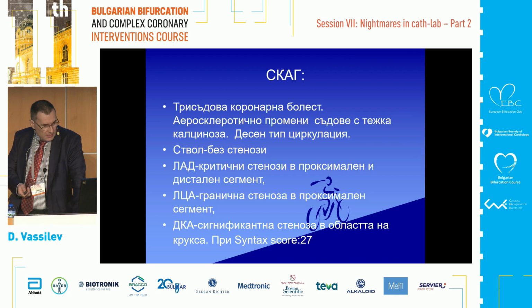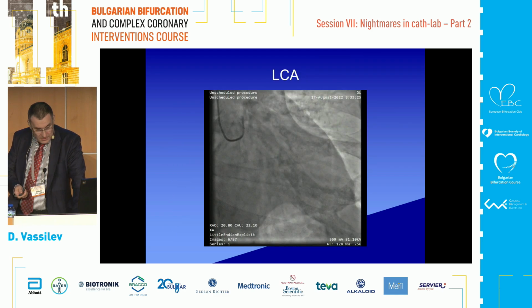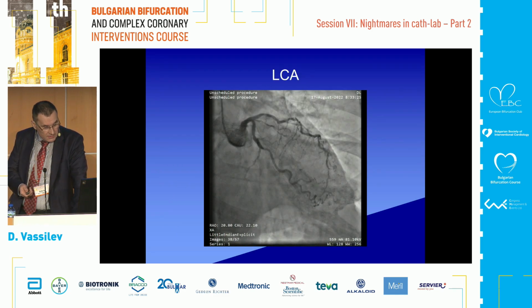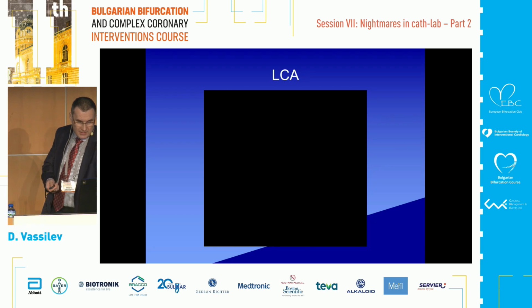She has three-vessel disease with LAD critical stenosis in the proximal to distal segment, the LCX with borderline stenosis, and the distal RCA with significant stenosis there. The SYNTAX score was 27.